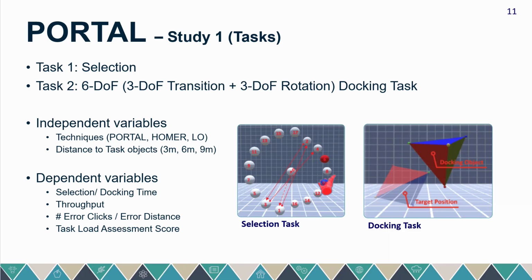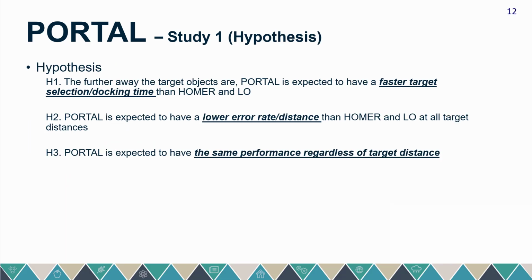They have 2 independent variables, technique and distance, to the task object. The dependent variables are selection or docking time, throughput, number of error clicks or error distance, and task load assessment score.